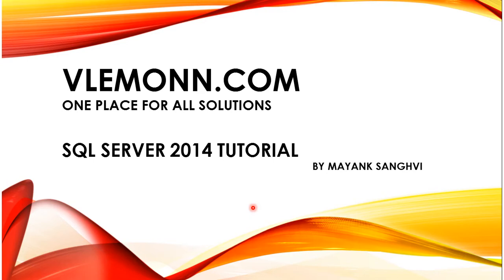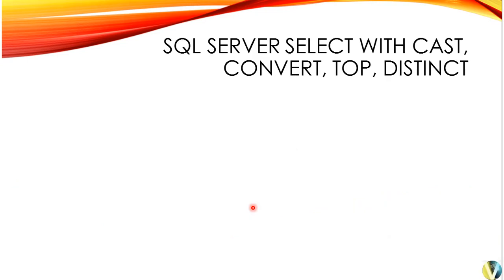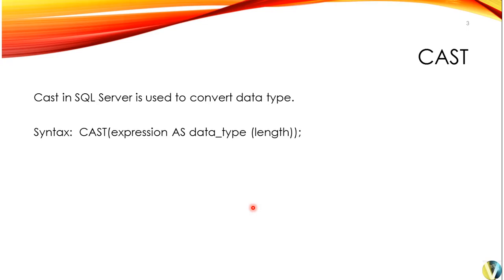And in this video we are going to learn about CAST, CONVERT, TOP and DISTINCT keywords, how to use these in a select statement. So let's start. First we are going to discuss CAST. So what is cast? Cast in SQL Server is used to convert one data type to another, and here is the syntax.